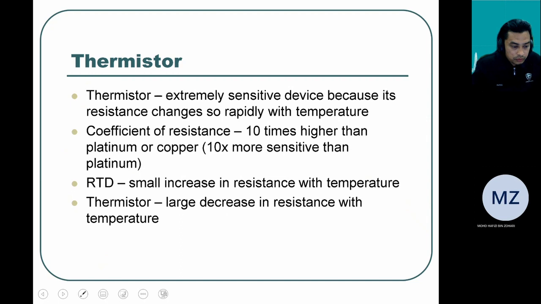So further, the coefficient of resistance. Sorry, before we go to this point, we go to the first point. The thermistor is extremely sensitive because the resistance changes very rapidly with the change of temperature. A small increment of temperature will reduce the resistance a lot. It's about 10 times the sensitivity compared to the RTD.